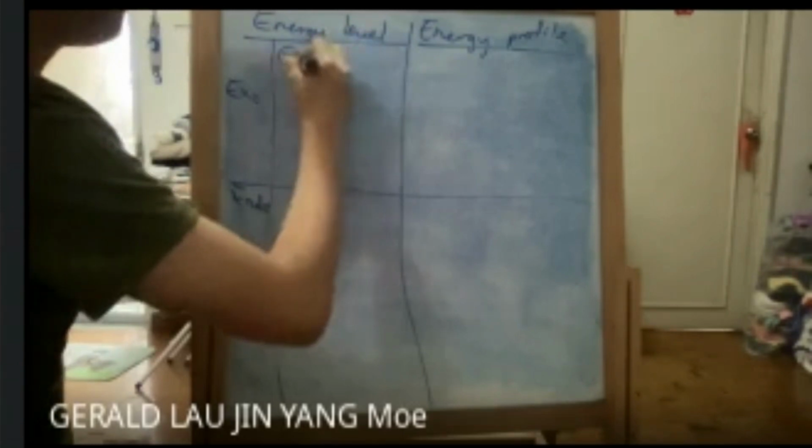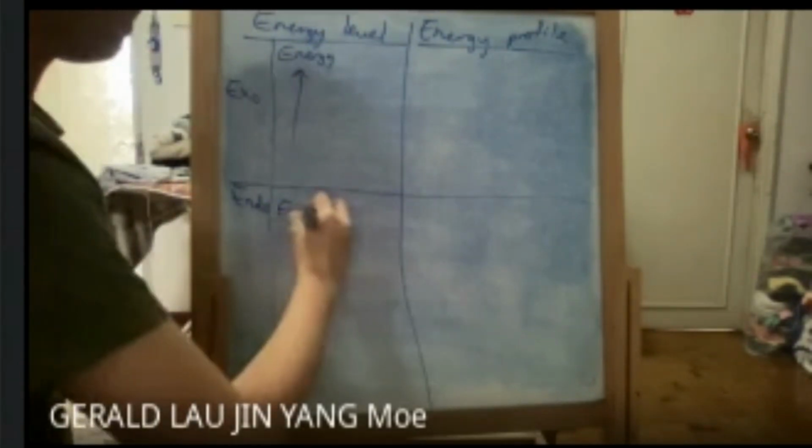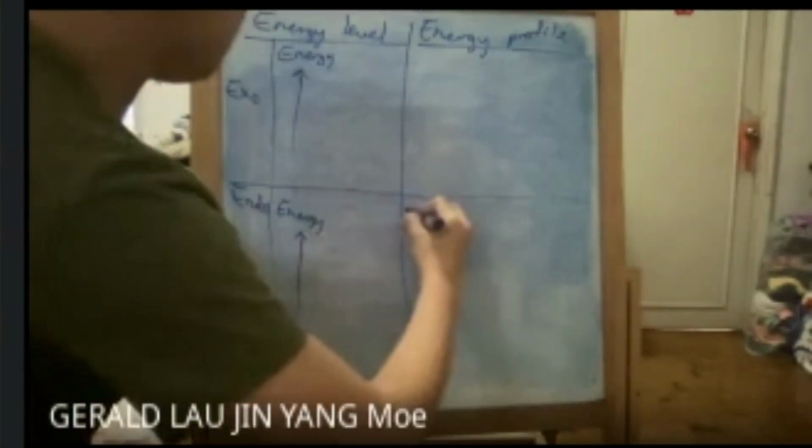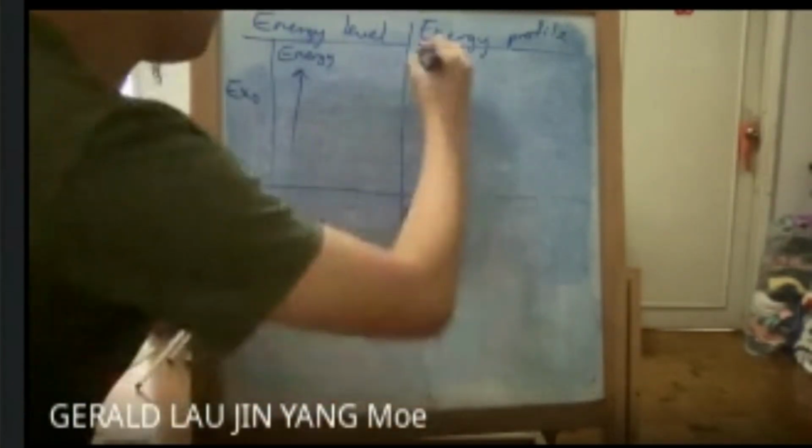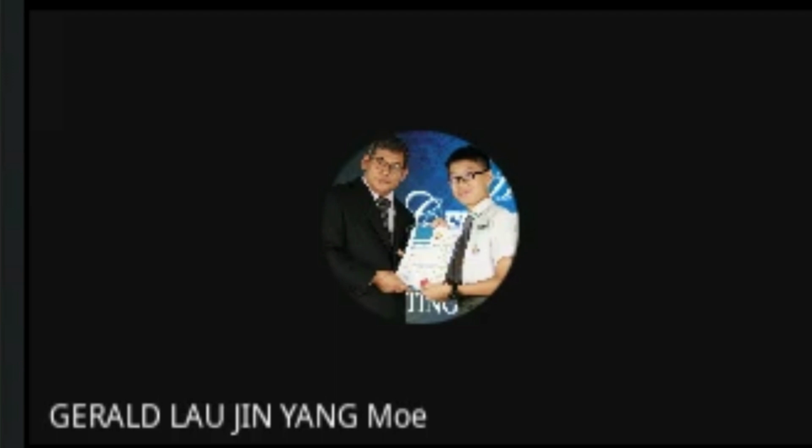So the axis is always the same: energy. Energy level diagram. First of all, exo, just now you said the reactant is higher than the product, right? So you draw it: reactant higher than product. For endo, reactant is lower because they absorb the heat to form the product. So reactant lower, product higher.